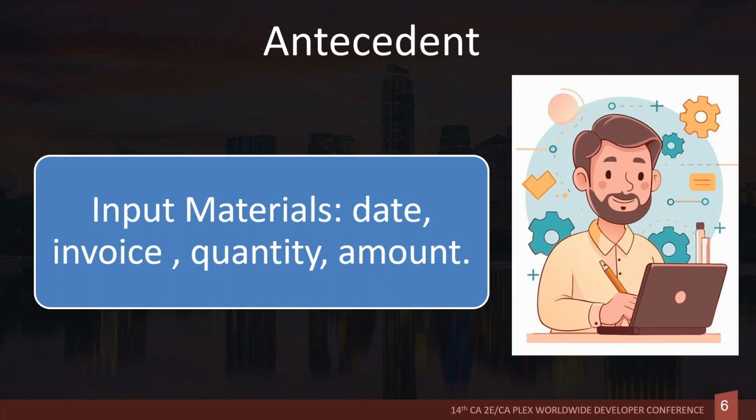Antecedents. For the implementation of artificial intelligence, the automation of the input material process was considered. In this process, data previously had to be entered manually into the system screen. For example, input materials need dates, invoice, quantities, amounts, items, etc.